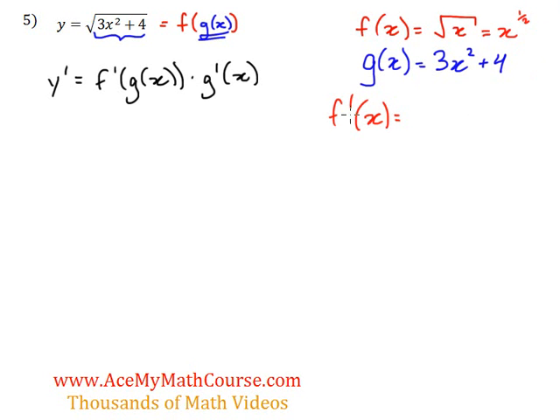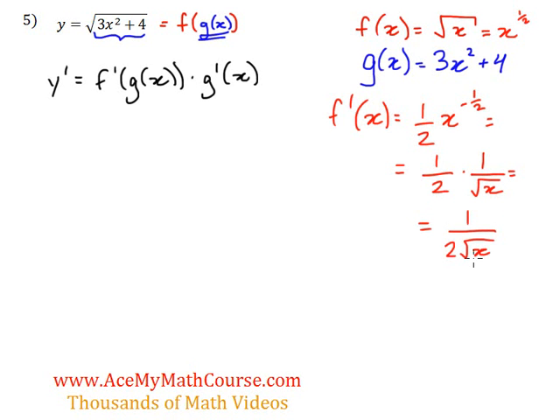And so f prime of x, I can just bring down the half, multiply by x to the power of half minus 1. Half minus 1 is just negative half. So here we have half times x to the power of negative 1/2. And we could rewrite this essentially as 1 over 2 times 1 over x to the half. And x to the half is just the square root of x. So we could rewrite it like this, 1 over 2 root x.